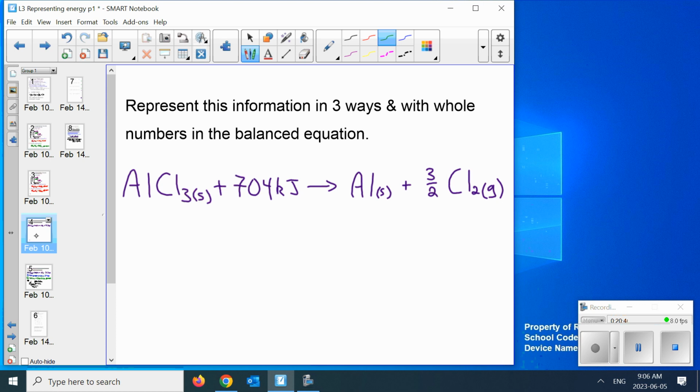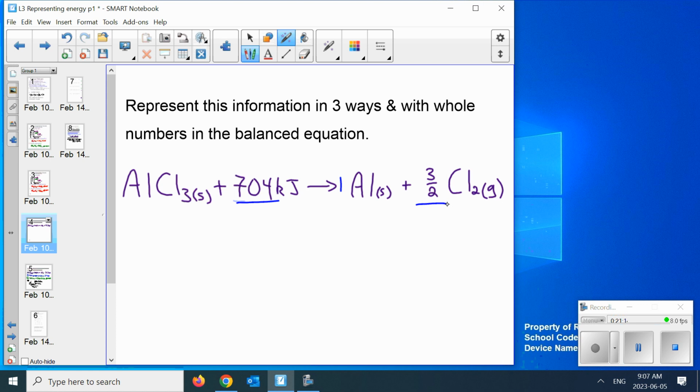Represent this information in three ways with whole numbers of the balance. So how does this balance when I have a fraction? Let's see this. You're going to get used to this sometimes when you have fractions. The very first thing we need to do is look at the 1,704 kilojoules. This is the 1, and this is 3 halves.